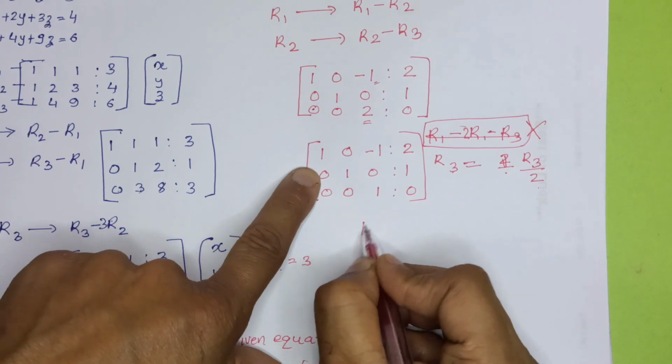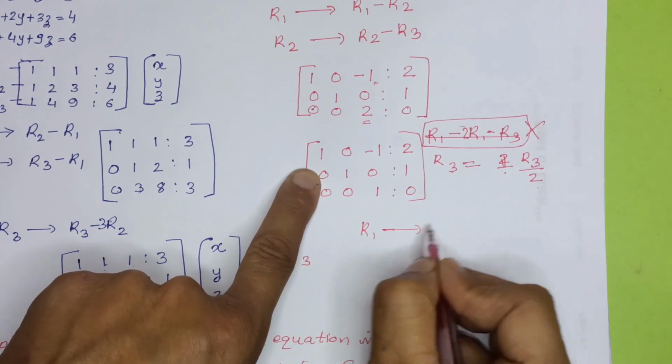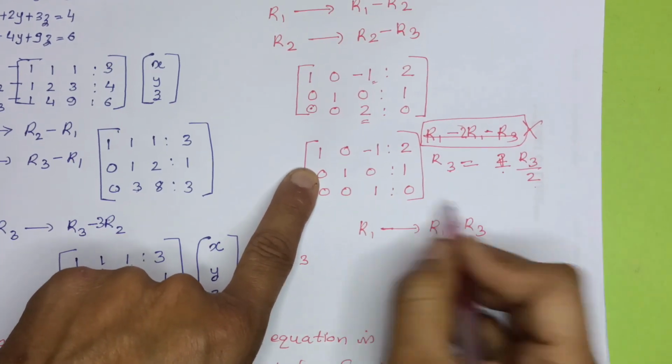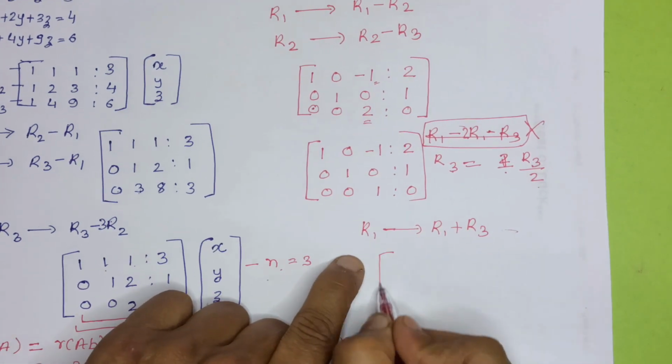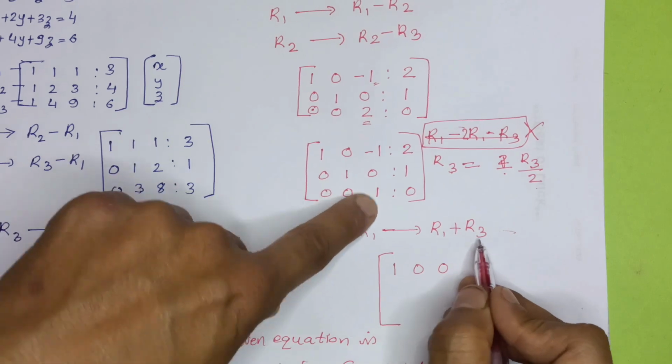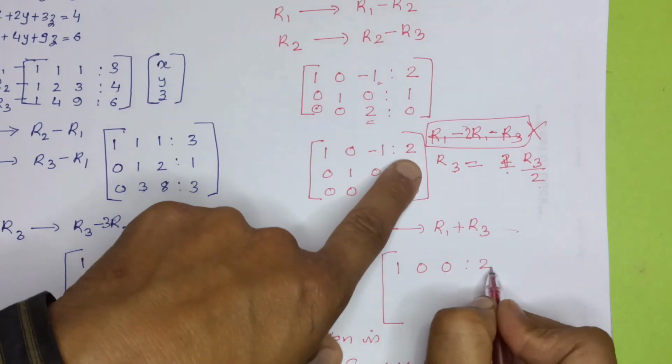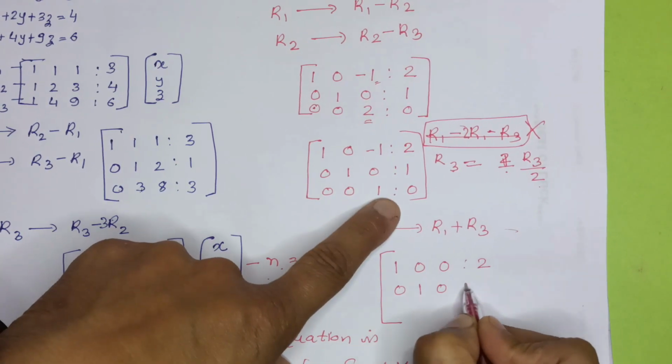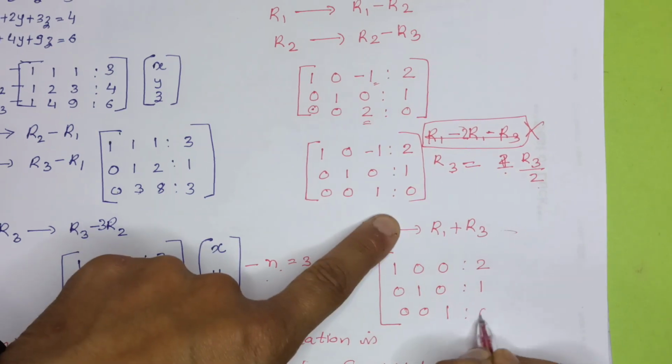And now we can work on R1 plus R3. Because it's 0, we'll get the answer easily. So that's the final result we got. What did we get? 1, 0. Here it becomes 0 now. Why? Because here we did it with plus with this, so minus plus, it becomes 0. Then here it's the same, 2. Here we get 0, here 1, here 0, here 1, here 0, 0, and here 1 and 0. So we got the answer.